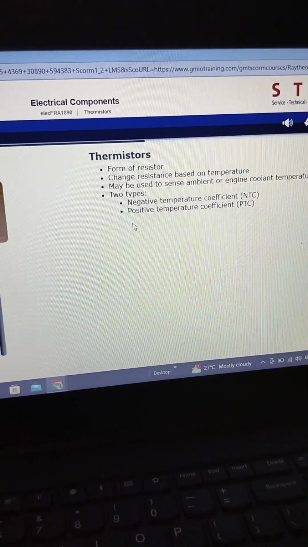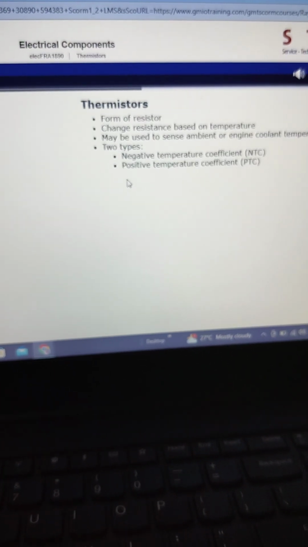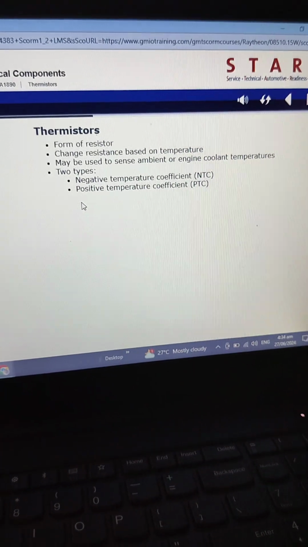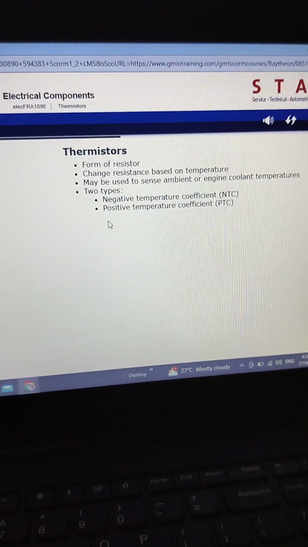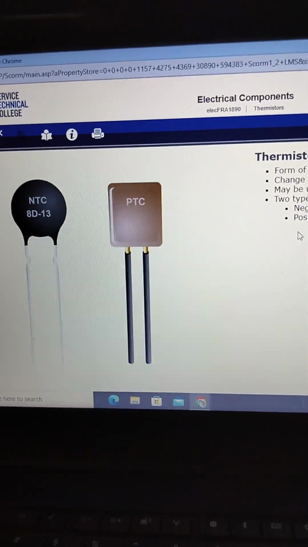Thermistors are a form of resistor that are used to change resistance based on temperature. They can be used to sense ambient or engine coolant temperatures. There are two types of thermistors: negative temperature coefficient, or NTC, and positive temperature coefficient, or PTC.